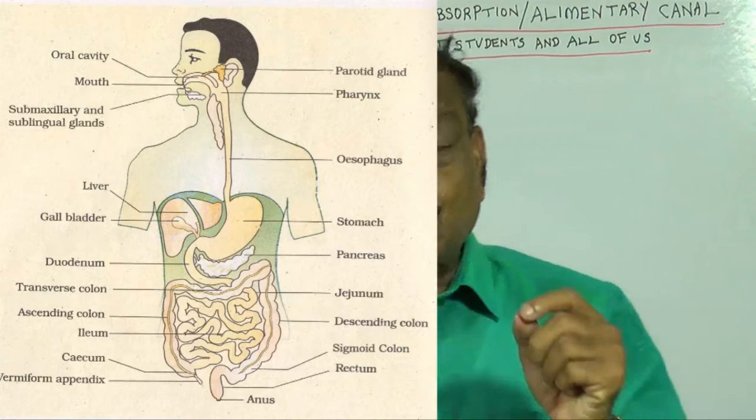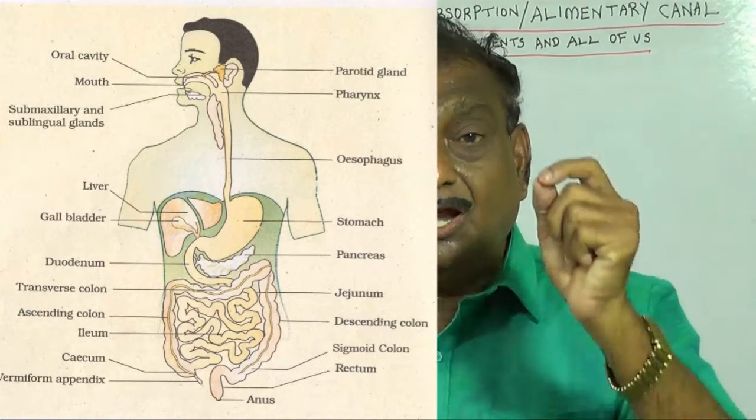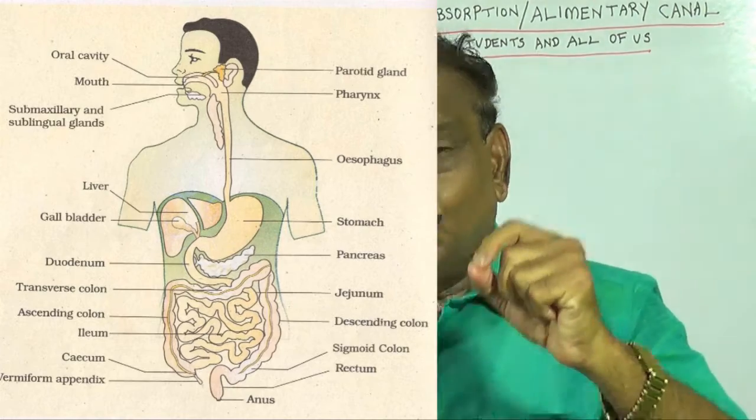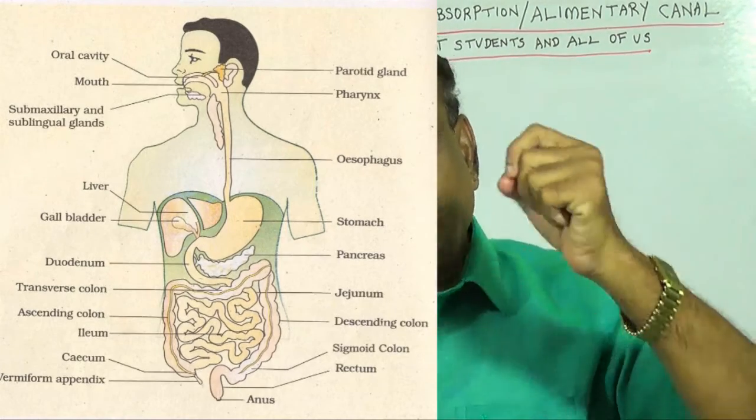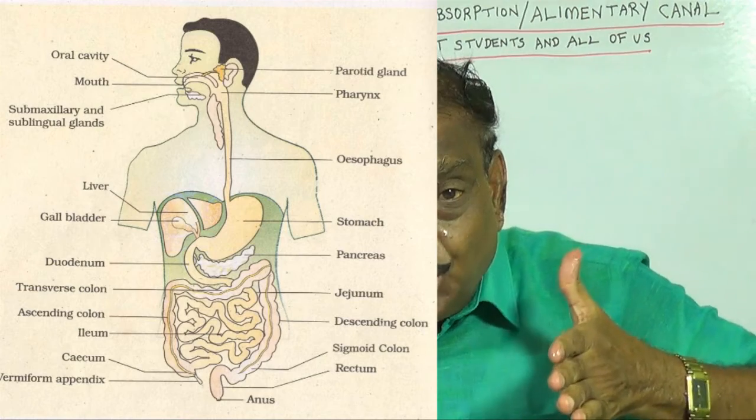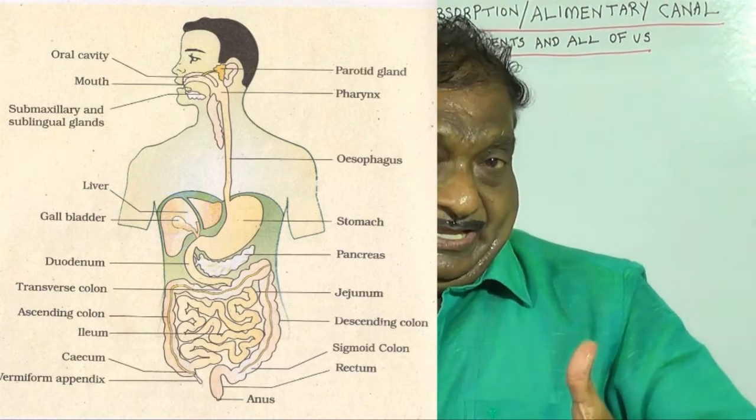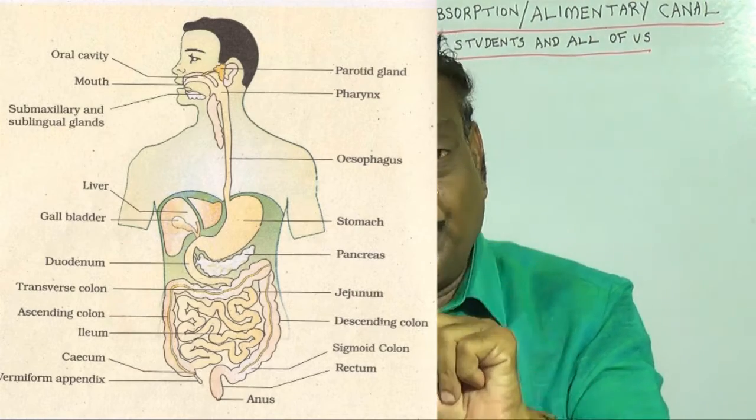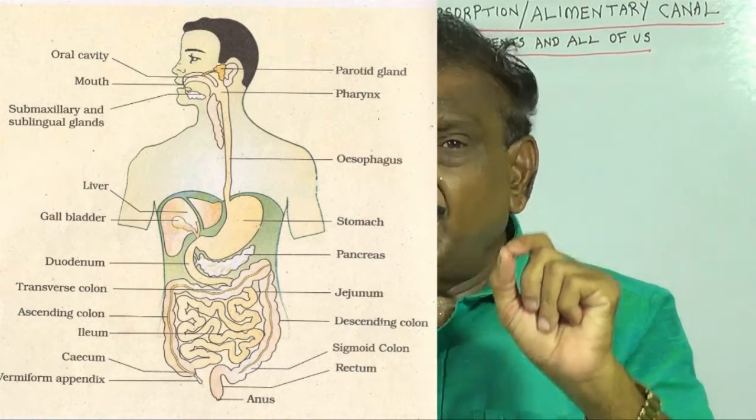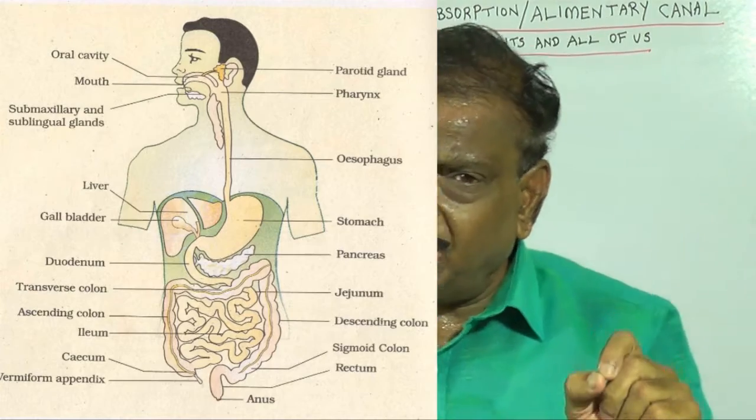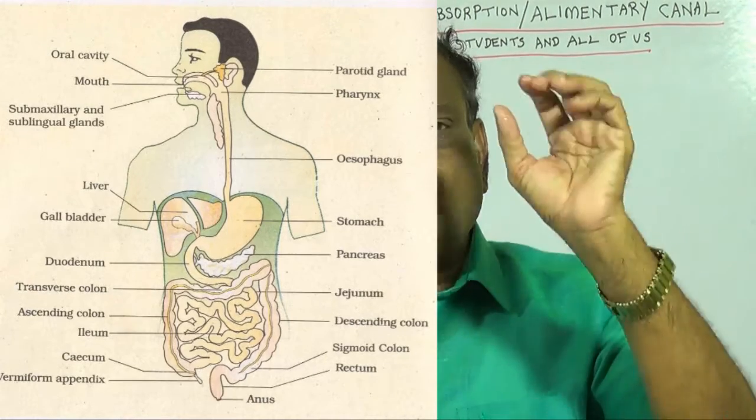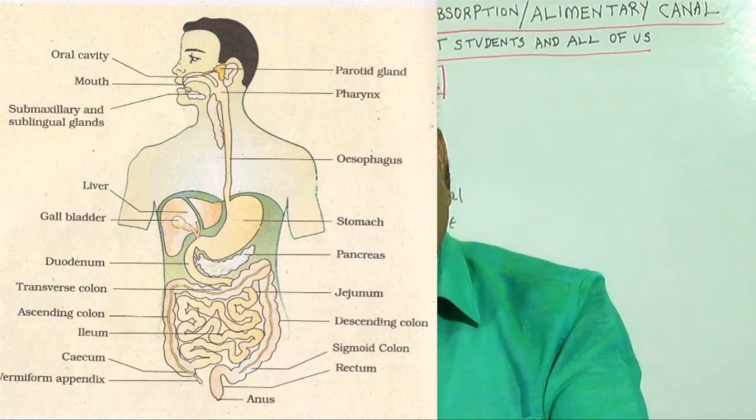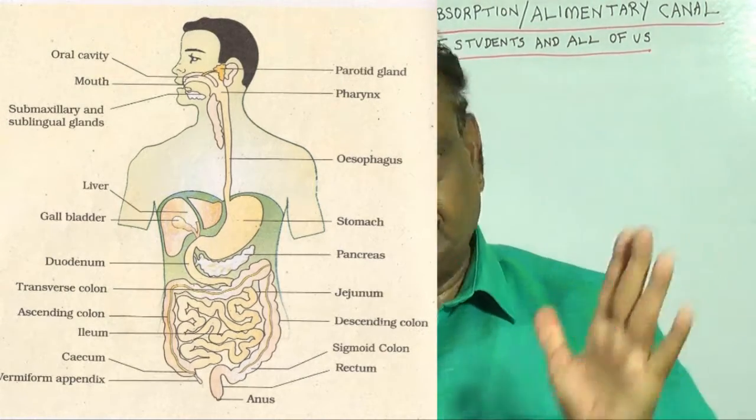Think a minute. The esophagus is a thin long tube. It passes through the neck, thorax and diaphragm and opens into the stomach. The shape of the stomach is J-shaped. Where is this stomach located? This stomach is located in the upper left portion of the abdominal cavity.